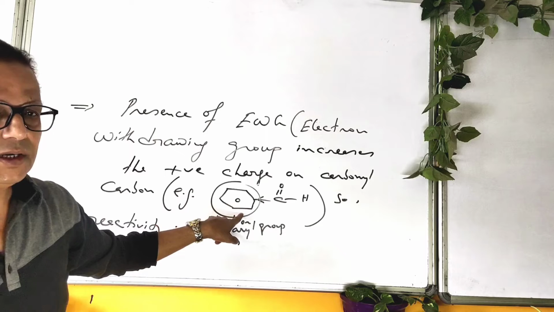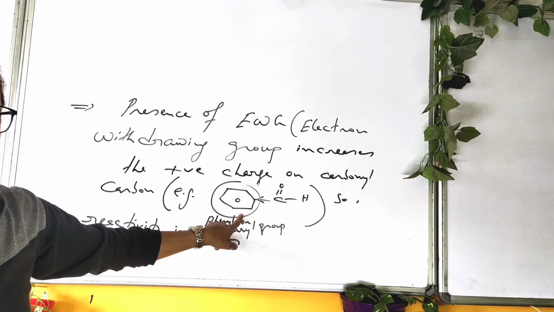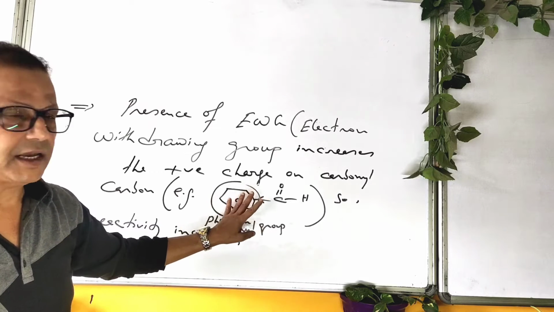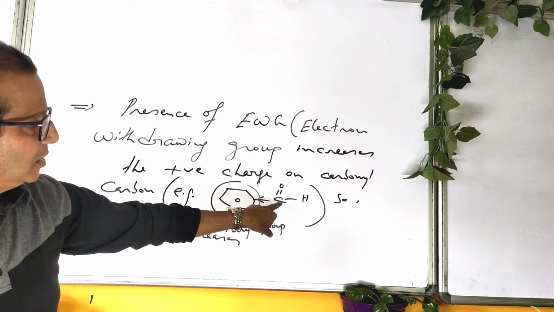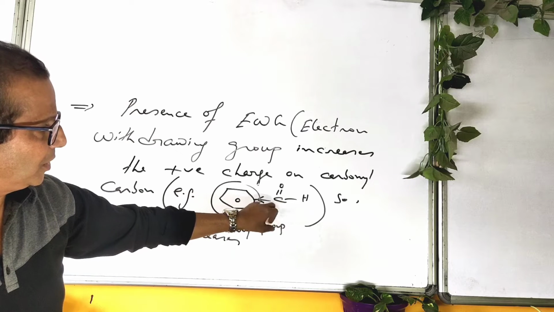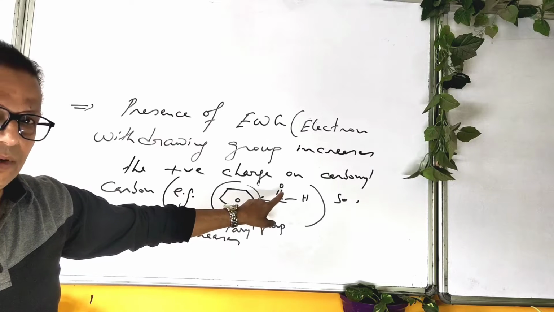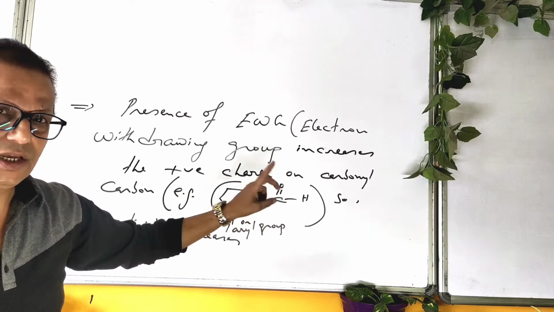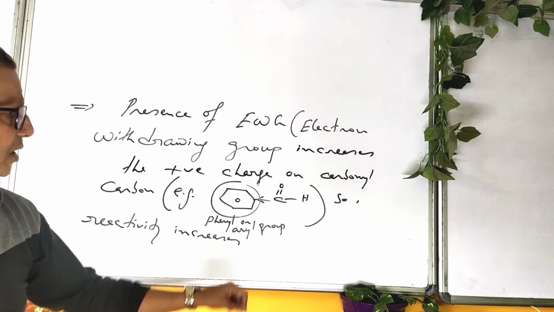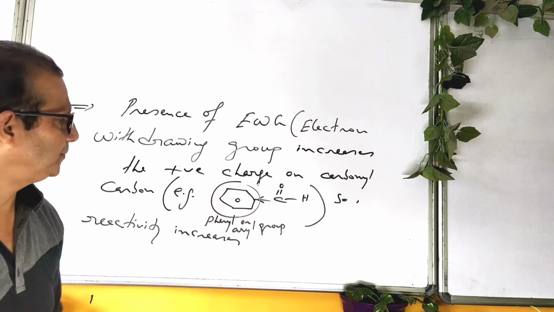Can you tell me if it is an aliphatic or aromatic aldehyde? Yes, correct. Very good. It is an aromatic aldehyde because the functional group carbon is directly attached to benzene. Here it is aldehyde, maybe ketone, maybe carboxylic acid, any functional group carbon. If attached directly to benzene, that is aromatic.